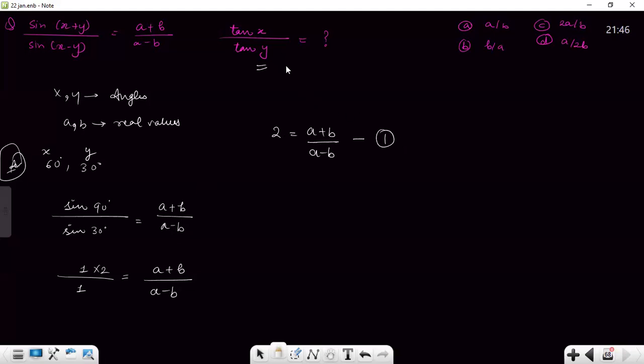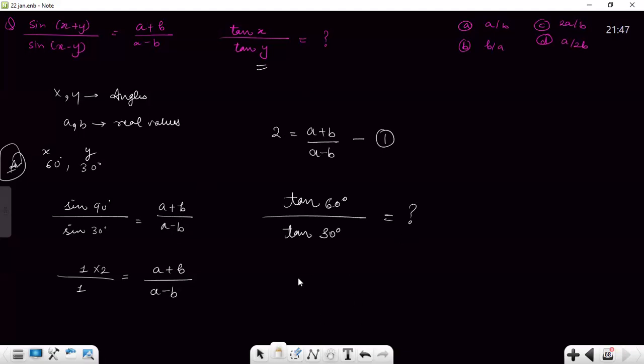Let's now find it out for tan of x divided by tan of y. x is 60 degrees, divided by tan of y, y is 30 degrees. Tan of 60, this is what we need to find out.